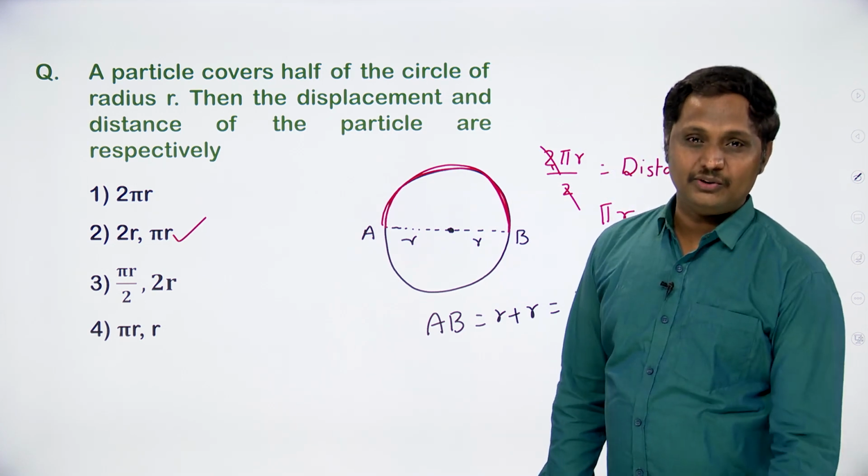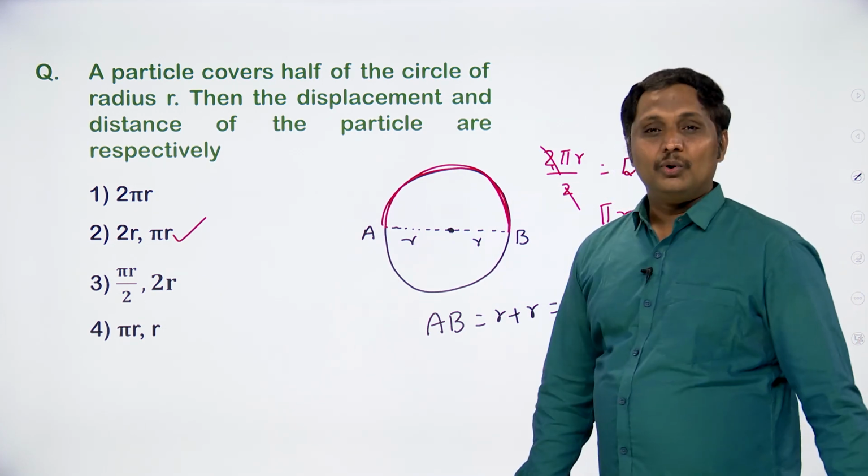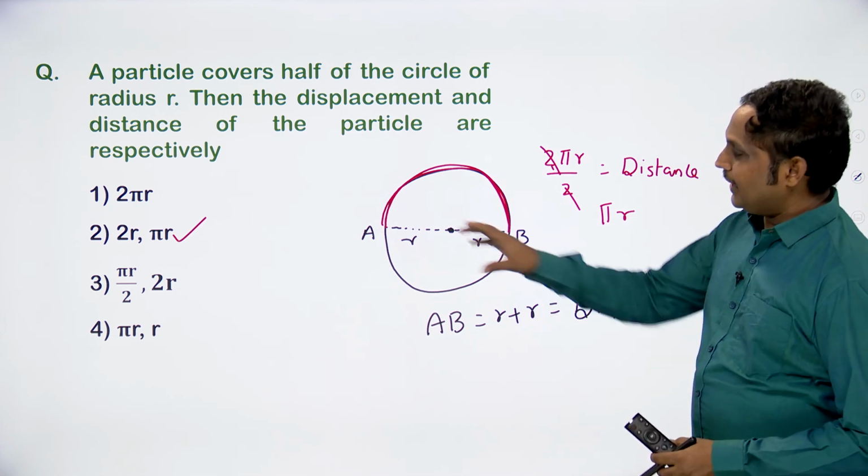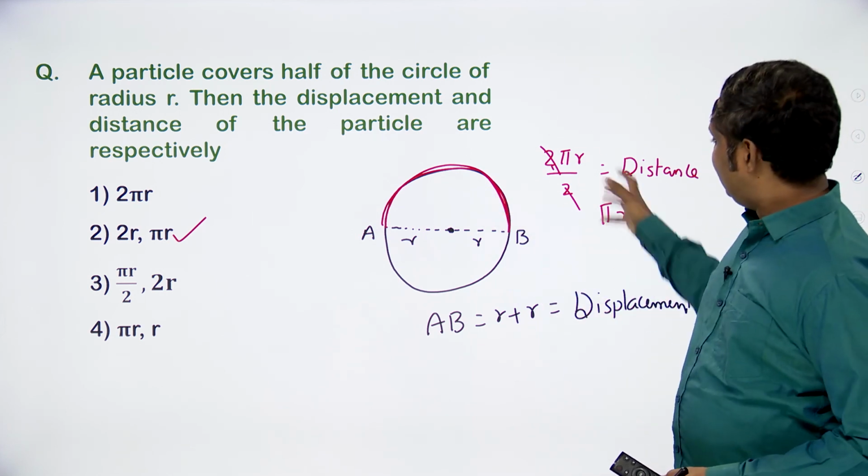Okay students, we can go for different model questions in this one, right. We would like to go for 2R and pi R, all these are the correct answers.